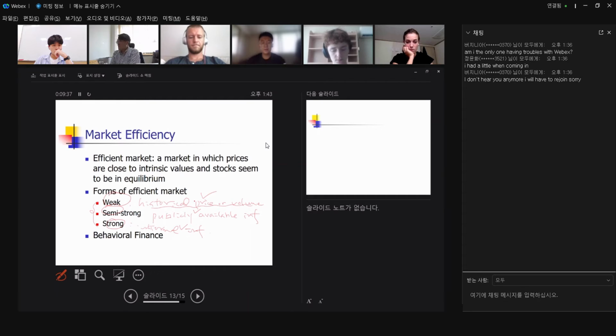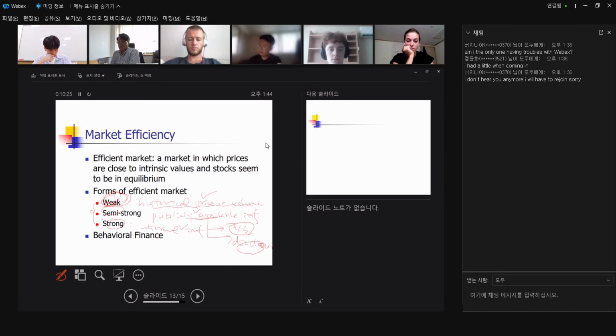So if the market is weak form efficient, then we can make a profit if we use publicly available information. An example of publicly available information is the financial statement or disclosure by a company. So if the market is weak form, then you can make a profit by using financial statement information or disclosure.